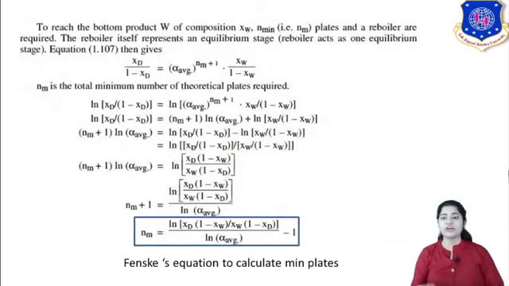Okay, and we are talking about the minimum number of plates here. So the reboiler itself represents an equilibrium stage. In the McCabe-Thiele method also we saw that the reboiler acts as an equilibrium stage, because it is reboiling the liquid and vapors are sent back. So the vapors going into the column and the liquid which you are taking out from the reboiler are in equilibrium, hence it acts as a plate.